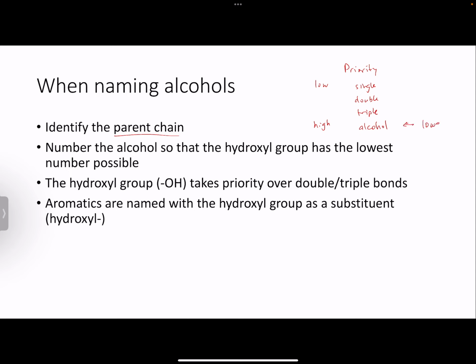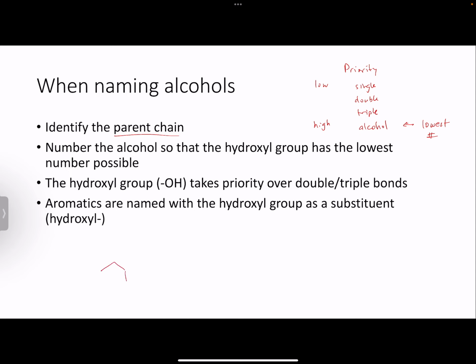This gets the lowest numbering when you're naming things. So you start on the side that's closest to the alcohol. If the alcohol is not there, you would start closest to the double bond, etc. And that chart on the earlier slide gave you the overall order of polarity of all of the functional groups, and it's really based on reactivity. So aromatics that are named with the hydroxyl group on them will use hydroxyl as a substituent.